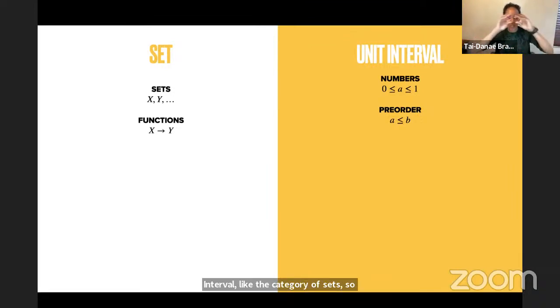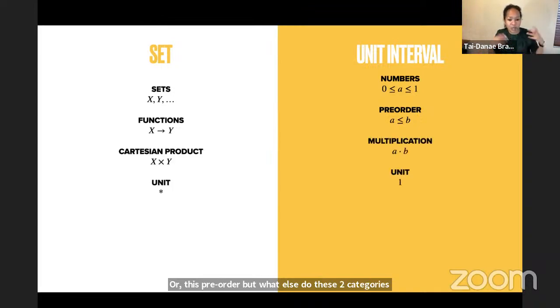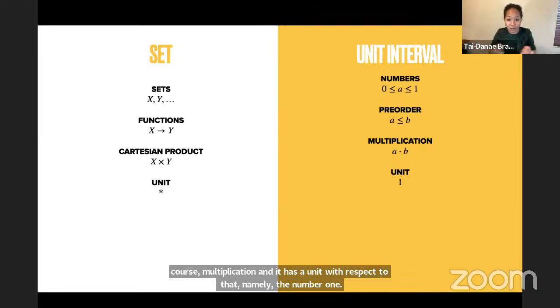So on the slide, I showed you, okay, on the one hand, your objects are sets or numbers. Your morphisms are functions or this preorder. But what else do these two categories have in common? Well, they have a monoidal product. In other words, in the category of sets, you can take the Cartesian product of two sets, you can multiply sets, and there's a unit for that multiplication, namely the 1-point set. So what that means is, a set X times the 1-point set is just isomorphic to X. So it's a unit with respect to this multiplication. Well, the unit interval also has a multiplication, of course, and it has a unit with respect to that, namely the number 1. So this turns out to be a monoidal product. So both categories are monoidal categories.